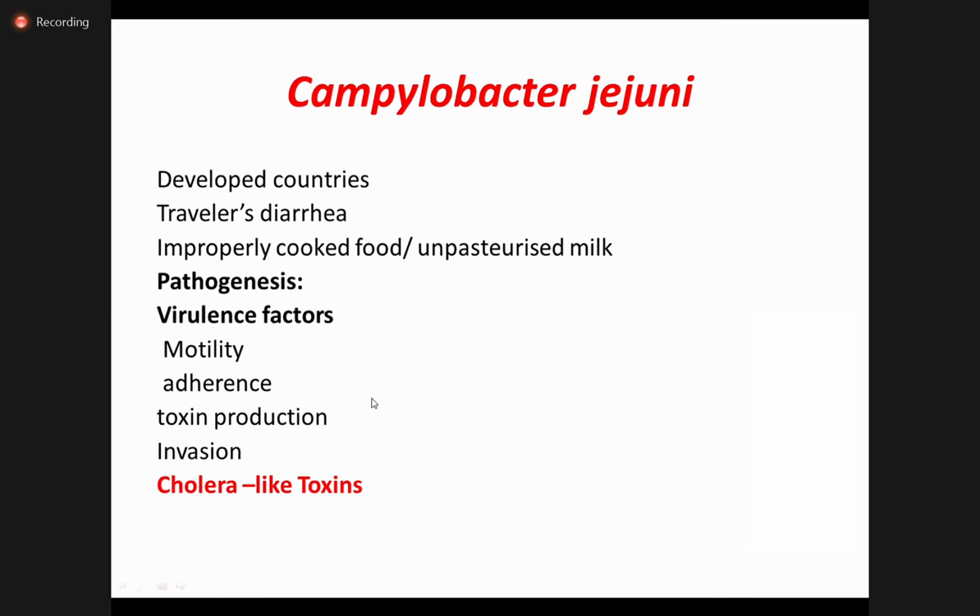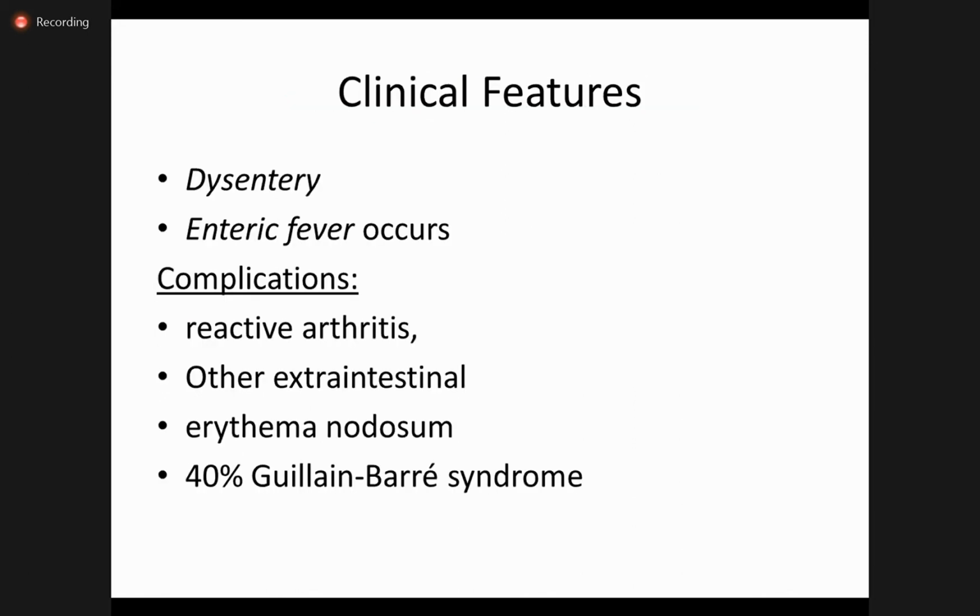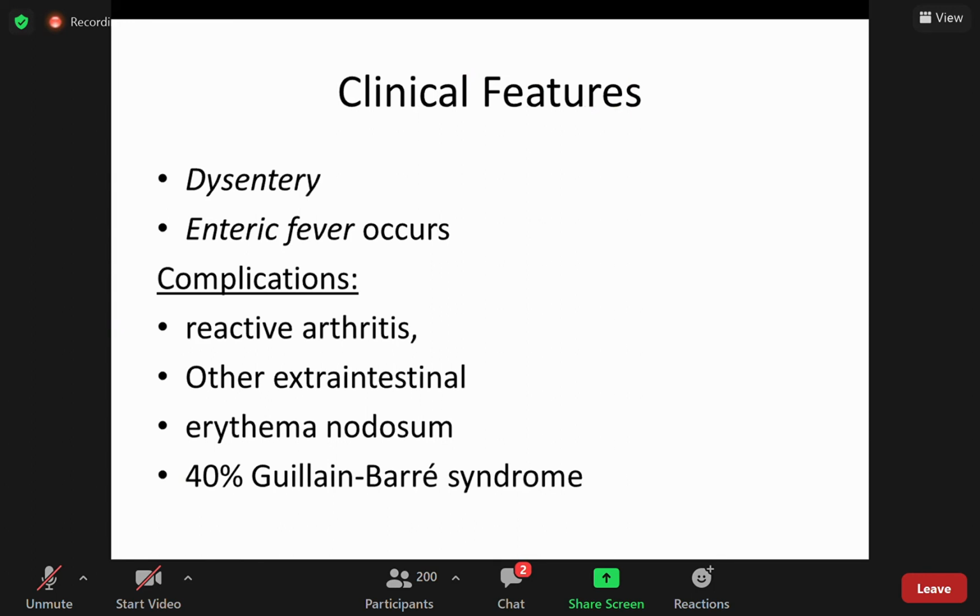One thing you should appreciate is that not all organisms cause invasiveness. Some organisms just adhere to the epithelium and produce their toxins, which produce further pathogenesis of the diarrhea. All organisms are not linked with the invasiveness of the epithelium. Clinical features: they are linked with dysentery, that is bloody diarrhea, and enteric fever. The complications are reactive arthritis, other extra-intestinal syndromes like erythema nodosum, and 40% of cases of Guillain-Barré syndrome.